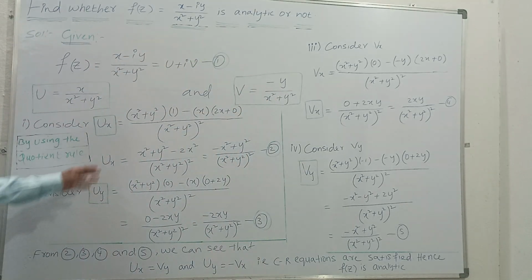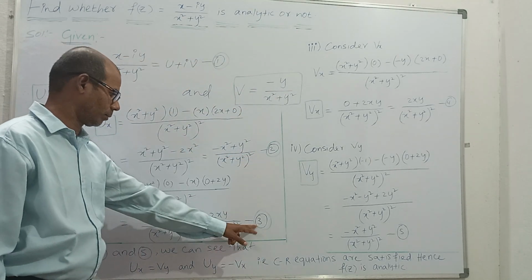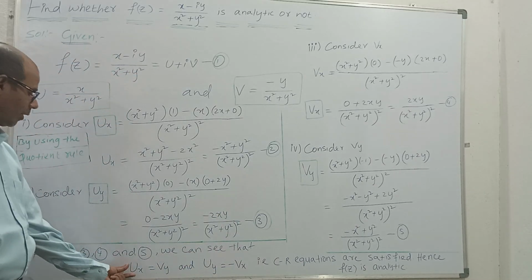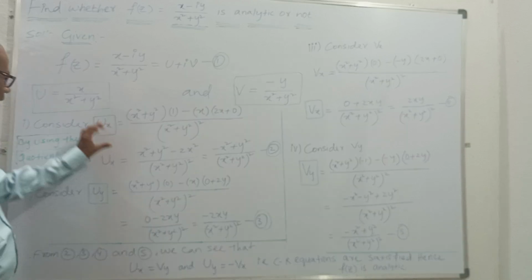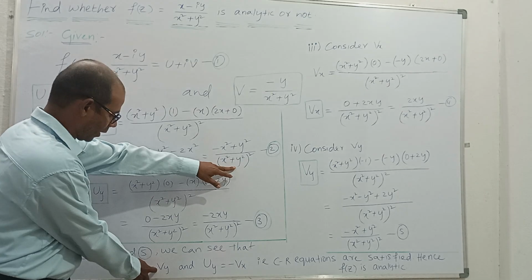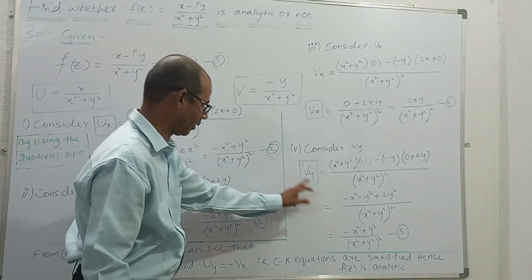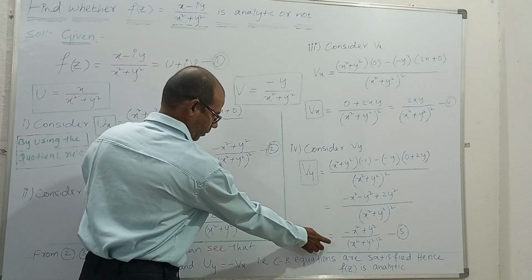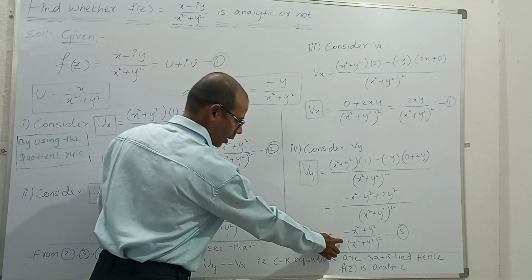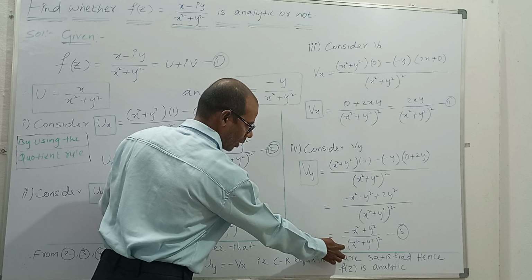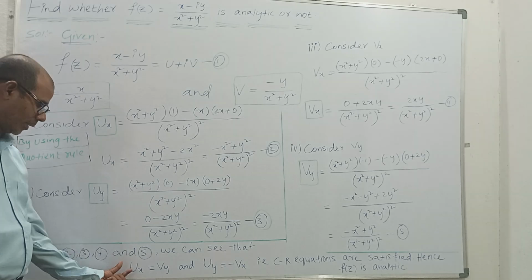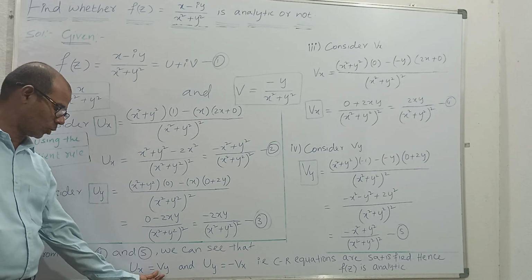So now from 2, 3, 4 and 5 you can see that partial derivative of u with respect to x is equals to partial derivative of v with respect to y. If we observe this, minus x square plus y square upon x square plus y square whole square. Here also we have minus x square plus y square upon x square plus y square whole square. So 2 and 5 are equal. So therefore partial derivative of u with respect to x is equals to partial derivative of v with respect to y.